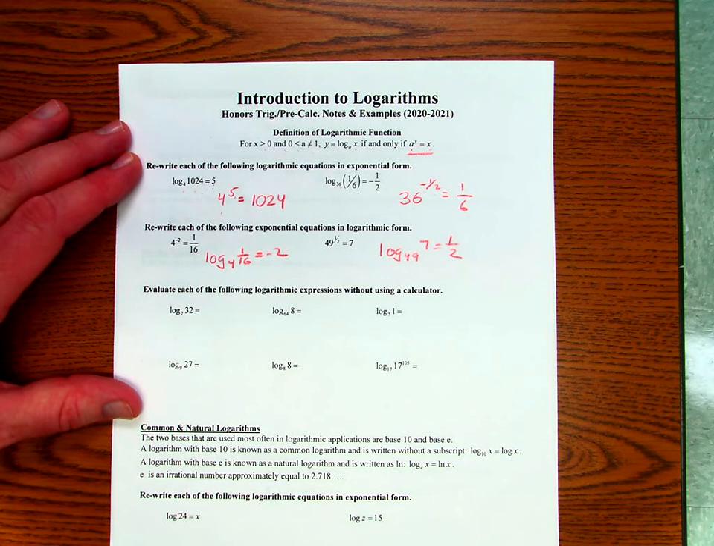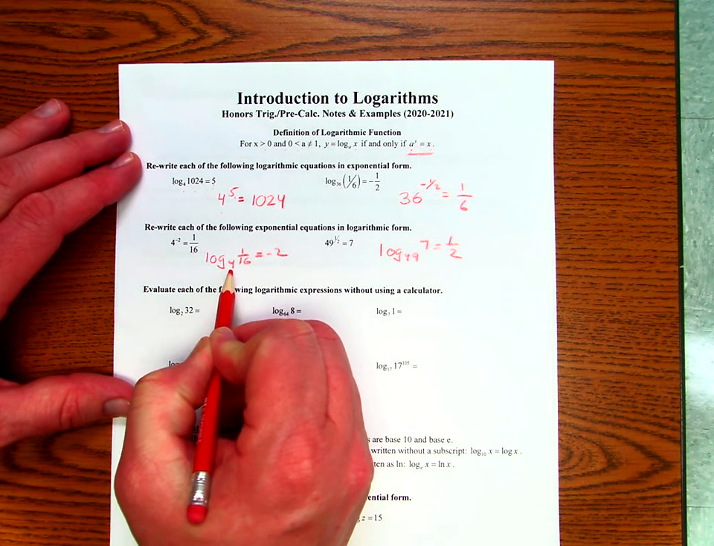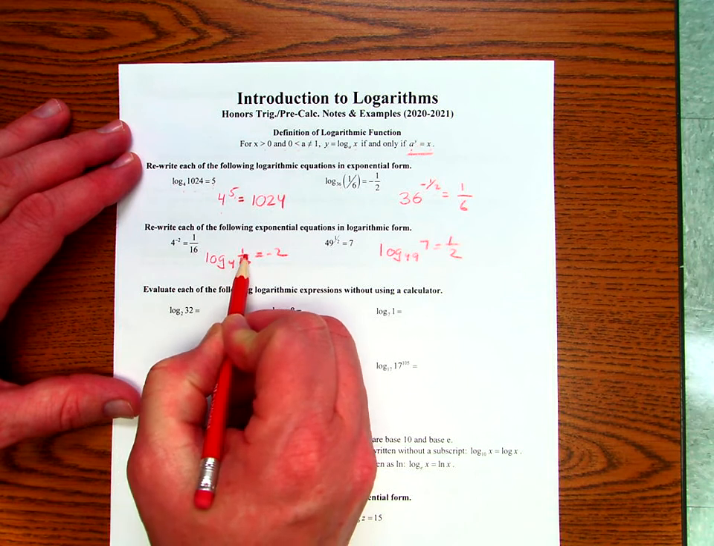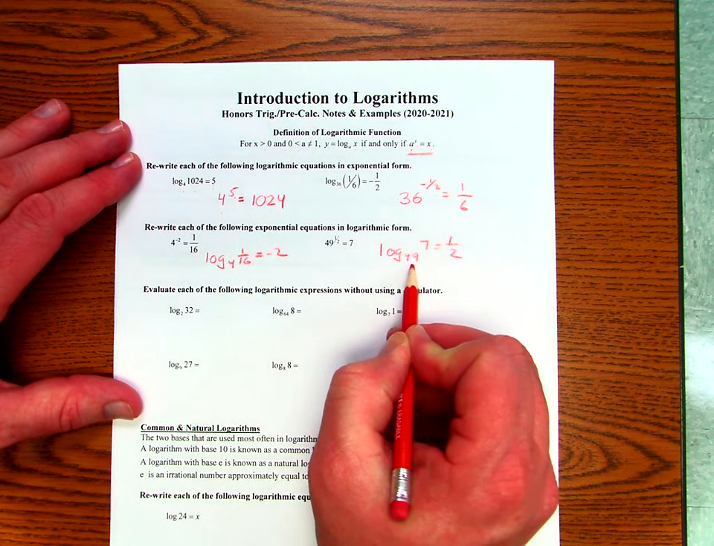Okay, another way of thinking about logarithms that works well for some people: what power does this have to be raised to in order to produce that number, negative 2? What power does this have to be raised to in order to produce 7?